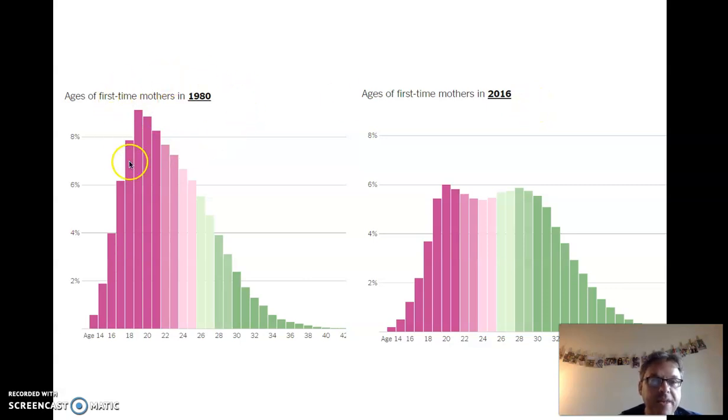This one has one peak, one high point really, here. This one sort of has two. So again, we're about the same, a little bit older, so 20, 21. But then there's another one over here when women are slightly older, they're 28 or 29, and again they are having their first child. And that was not the case over here.